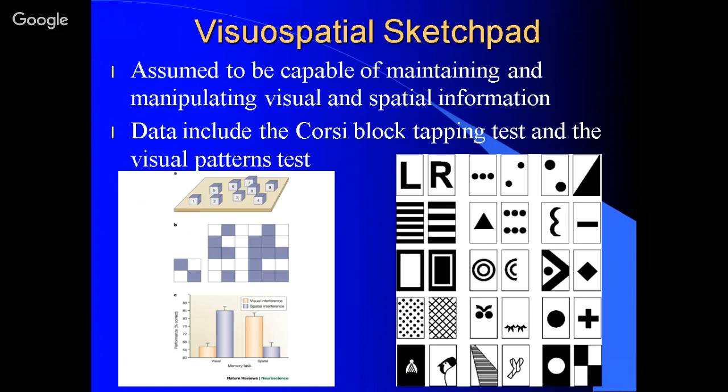And so this test is a different one. This is called the visual patterns test, where they just simply show you different patterns. And because it's already laid out and doesn't vary, there's no sequence involved. There's no spatial orientation involved. And more importantly than anything else, the reason that this test is in favor is it has no language component.